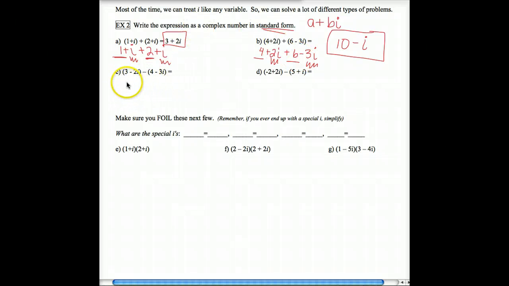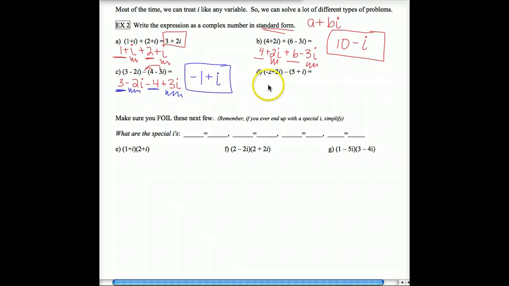All right, C is subtraction. So just like you did at the beginning of Algebra 1, you have to remember when you have subtraction, it's like distributing a negative. So that becomes -4 plus 3i before you combine like terms. So distribute the negative first, then combine your like terms. So here are some like terms, and here are some like terms. When I write my answer in standard form, plain number comes first, so 3 minus 4 is -1. My i terms, -2i plus 3i is +1i. So -1 plus i is my answer.